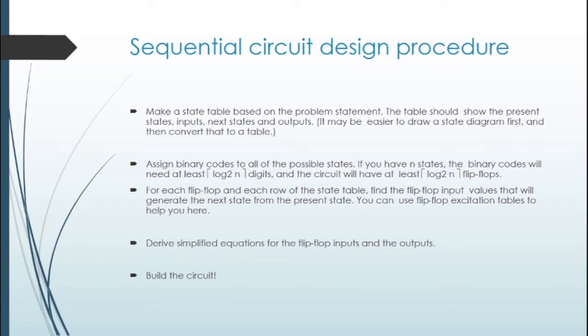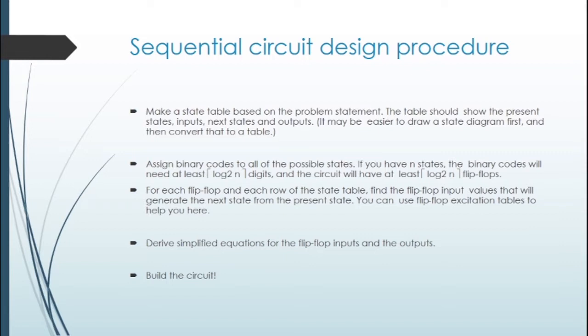So the whole process of sequential circuit design, what steps to follow. We start with whatever specification we are given. We make a state table based on the specification that is given. That state table should show the present state, next states, inputs and outputs of the whole system. Then in the second step we assign binary codes to all the possible states that we have got.